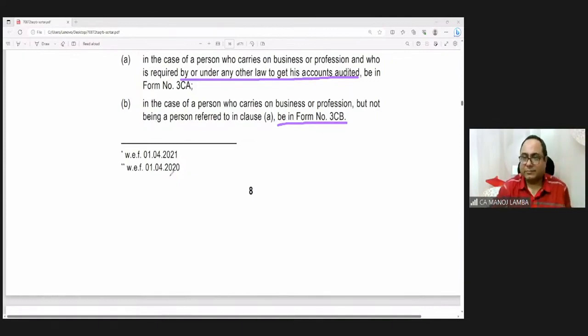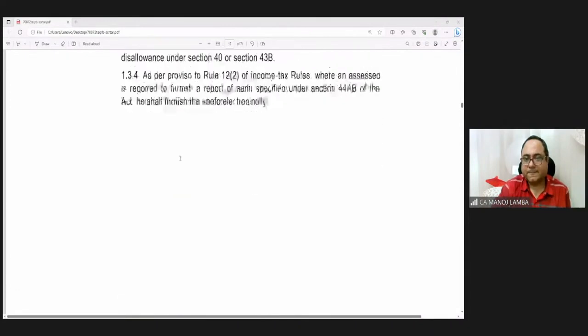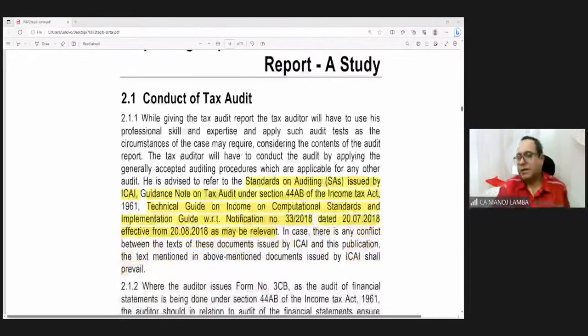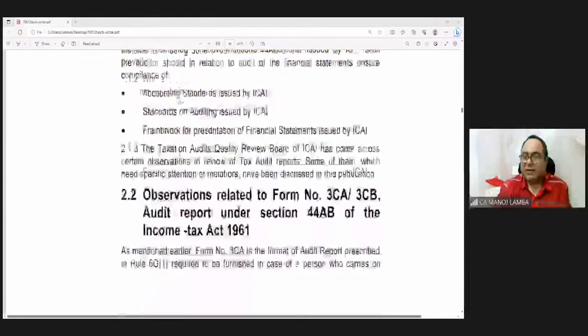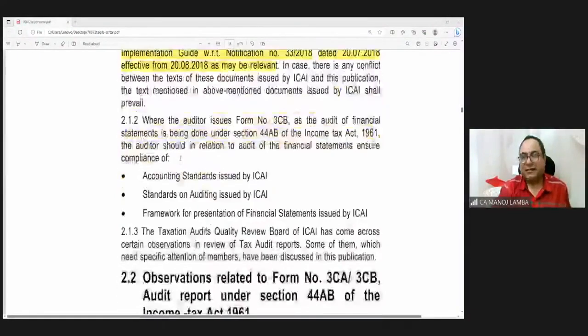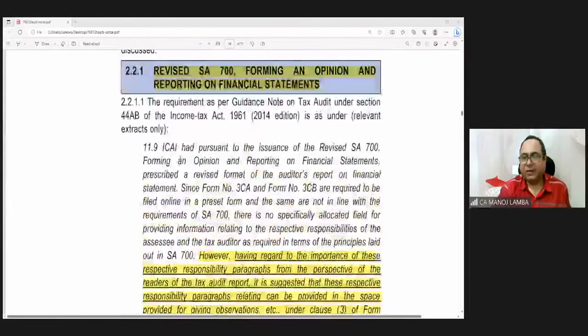So friends, moving further, with respect to standards on auditing. One very important standard on auditing is SA 700, revised SA 700, forming an opinion and reporting on financial statements.